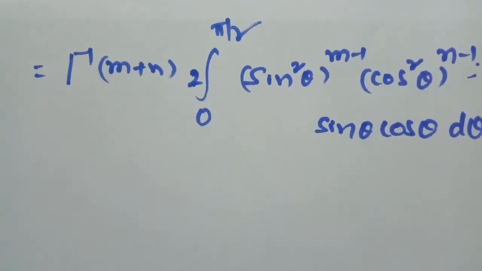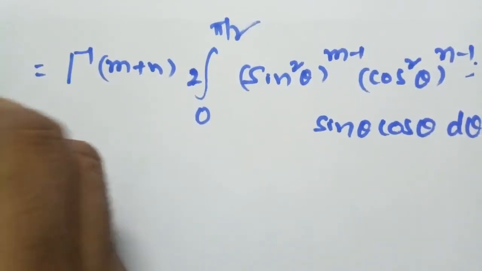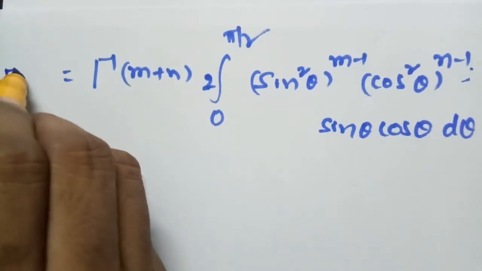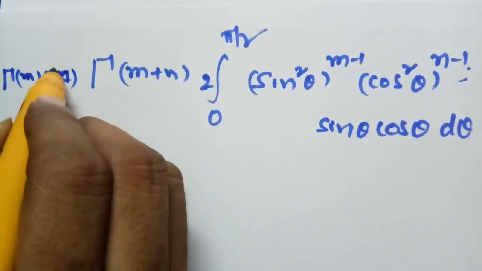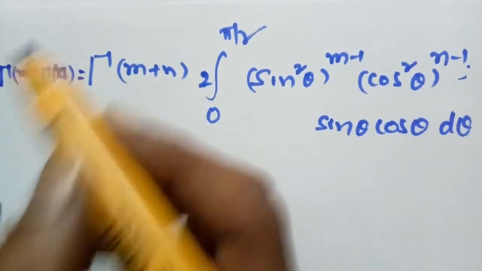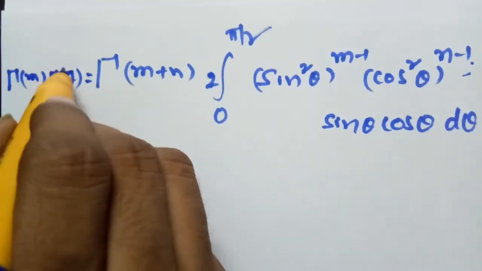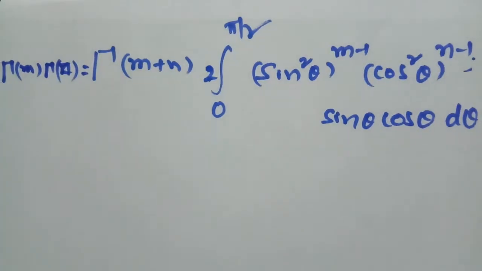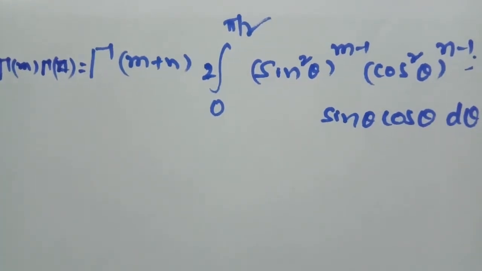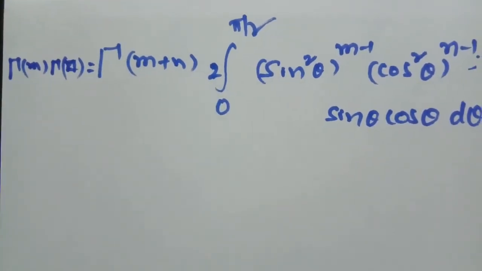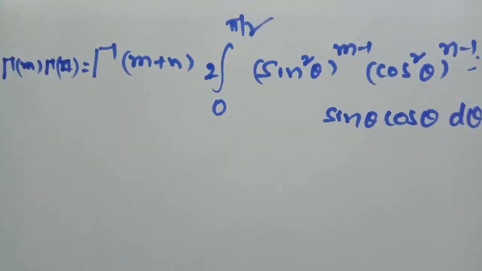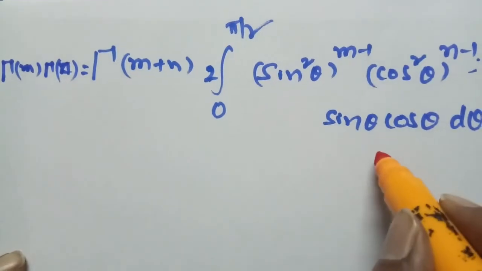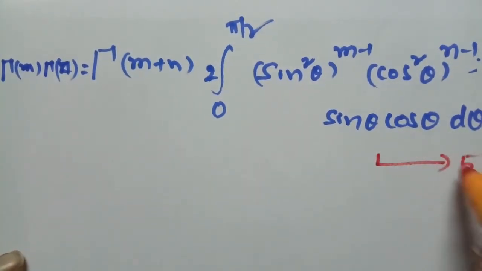So therefore the left hand side of this integration is gamma m into gamma n. Therefore here we use integration by substitution, say this is equation number 5.